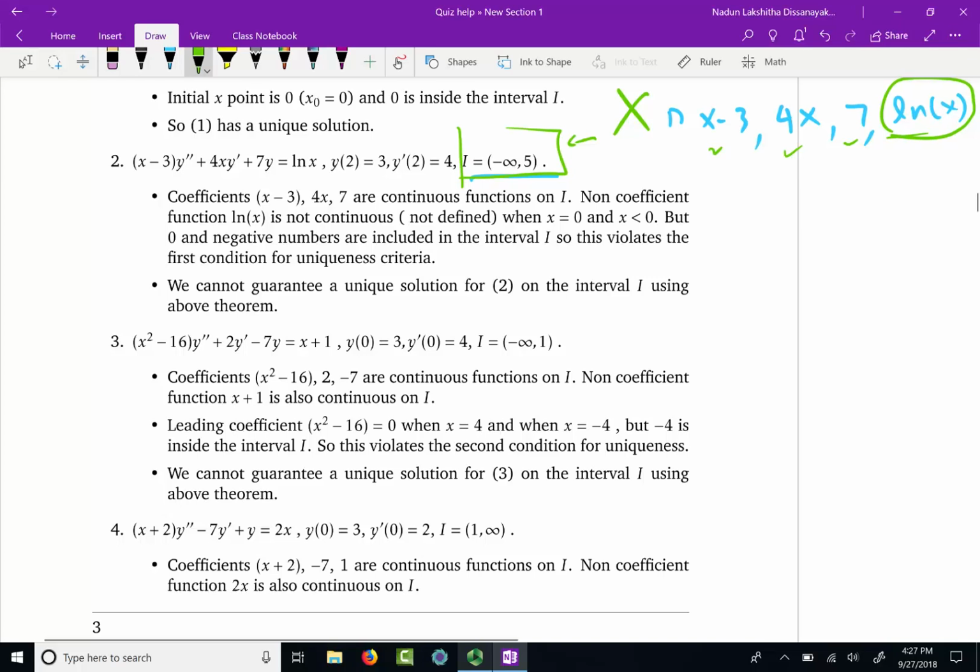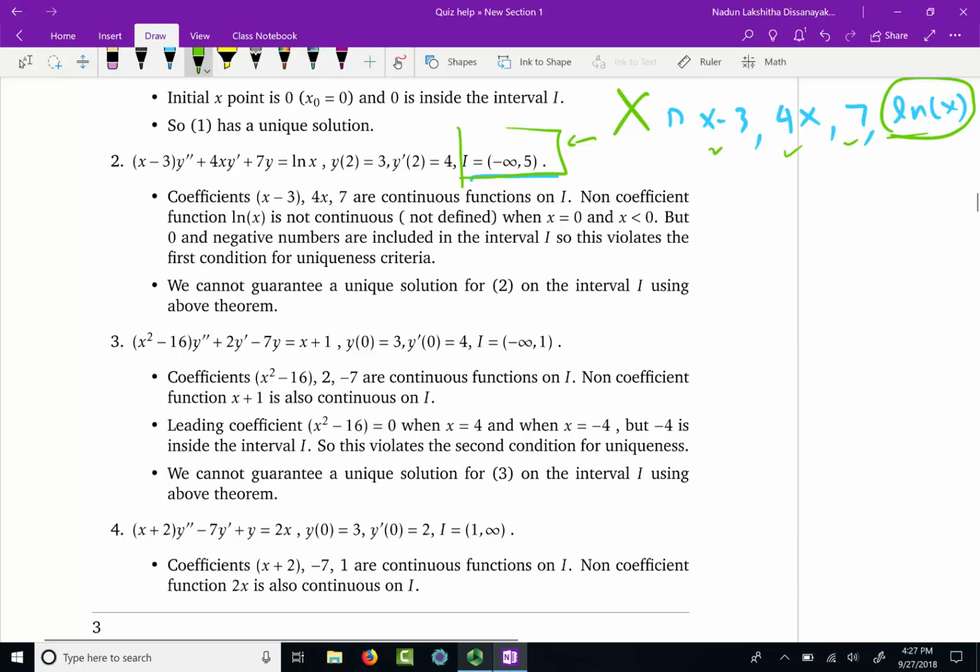Okay, what do we have to do now? Do we have a unique solution? We don't even need to check other two conditions. So we don't know, right? We cannot guarantee a unique solution in this interval. Okay, if you want to guarantee, you have to use other theorem. So the theorem is not enough. So that is what we can conclude.